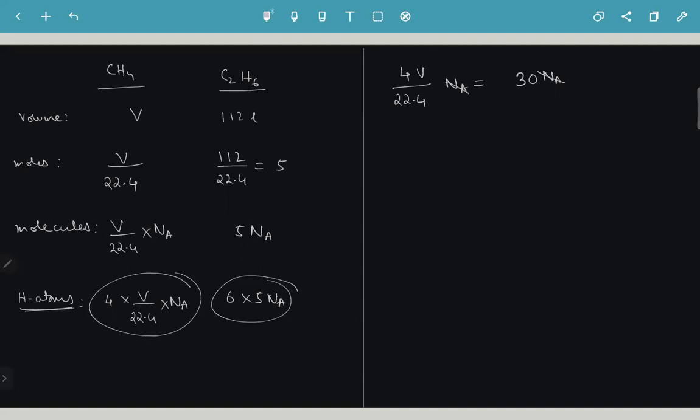Na cancelled. We'll get V is equal to 30 into 22.4 by 4. 3 into 56, that is 168 liters. So 168 liters is the correct answer. Yes, we're okay.